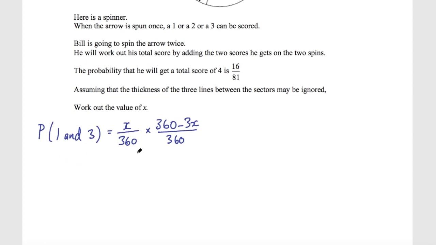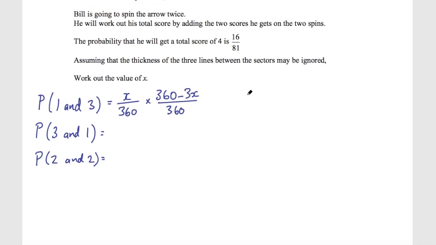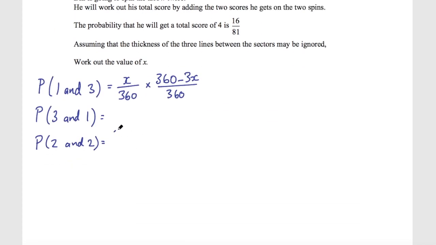And actually, this will be the same as a 3 and then a 1. You'll get the same result. So that will be the same. And then the probability of a 2 and then a 2, that's going to be the probability of a 2 multiplied by itself. So 2x over 360 multiplied by 2x over 360.